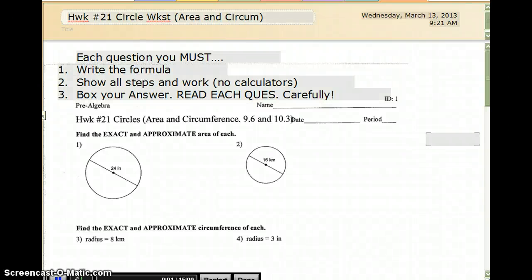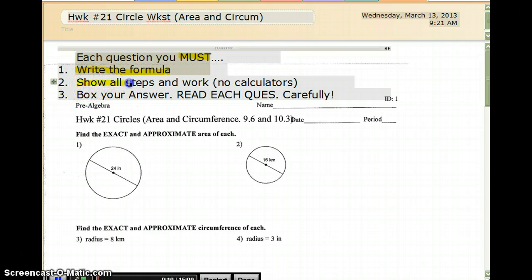Hi, this is Mrs. Zhu, and on our worksheet homework tonight, make sure that you do 3 things. That you write the formula, that's for practice for our quiz tomorrow. Show all your steps and your work. Do not use calculators, and make sure that you box your answers so that it's clear to see.